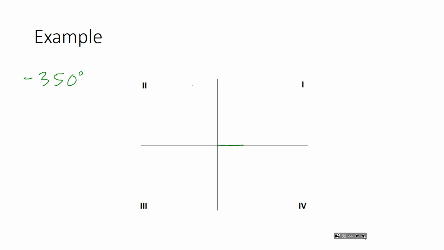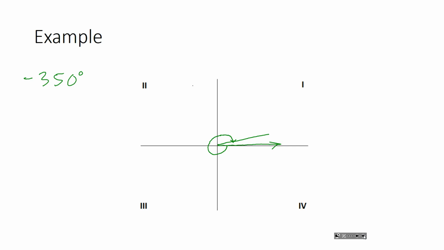Alright, so we have our initial side on the x-axis. It's a negative angle, so we go down instead of up. That is, we go clockwise. So let's start going around. Now, I'm going to do that rather quickly because obviously 350 is almost a complete revolution, but it's not quite a complete revolution. Although my drawing here is only an approximation, that would probably be roughly what our angle would be. Actually, probably a little bit smaller, but it would be hard for you to even see it in that case.